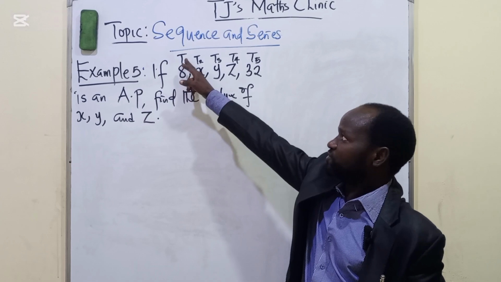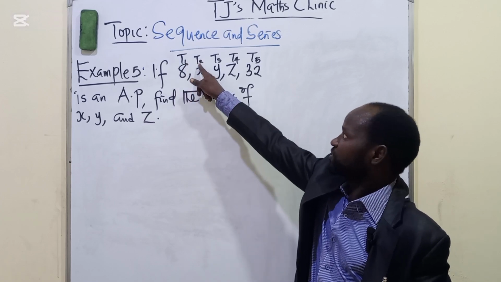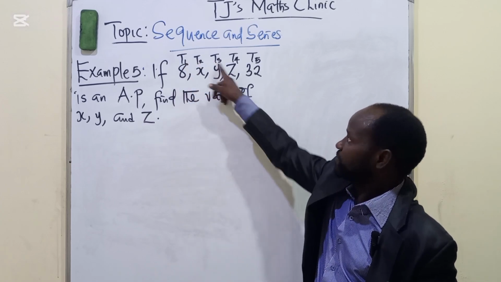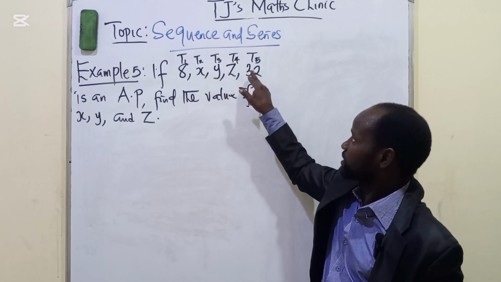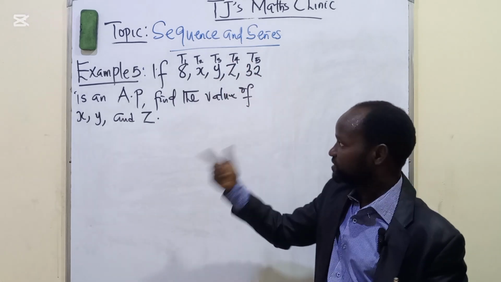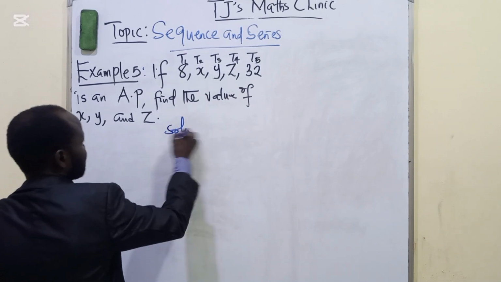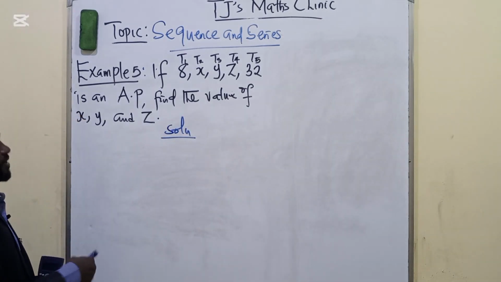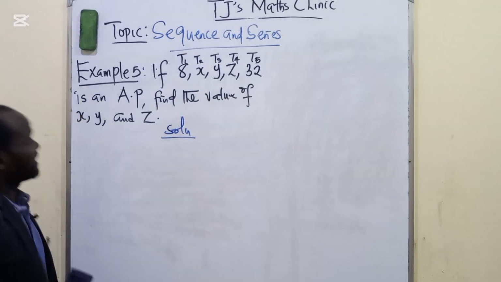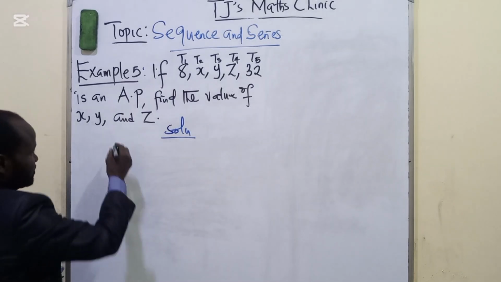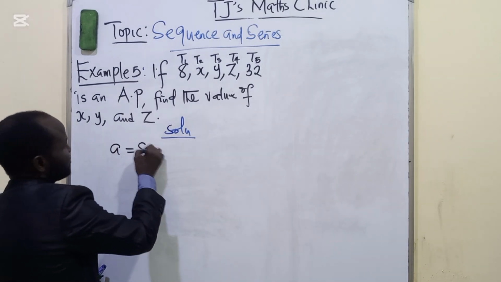This 8 here is our first term, x here is the second term, y here is the third term, z here is the fourth term, 32 here is the fifth term. Let's write down the solution and see how we can handle this. Here we are talking about arithmetic progression. The first term, a, is giving us 8.